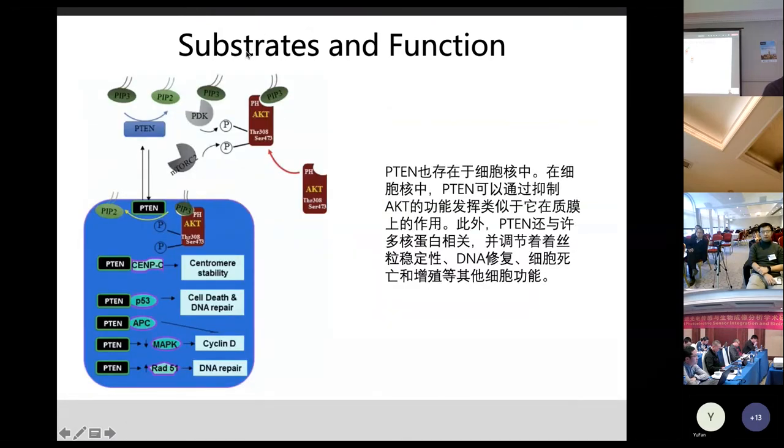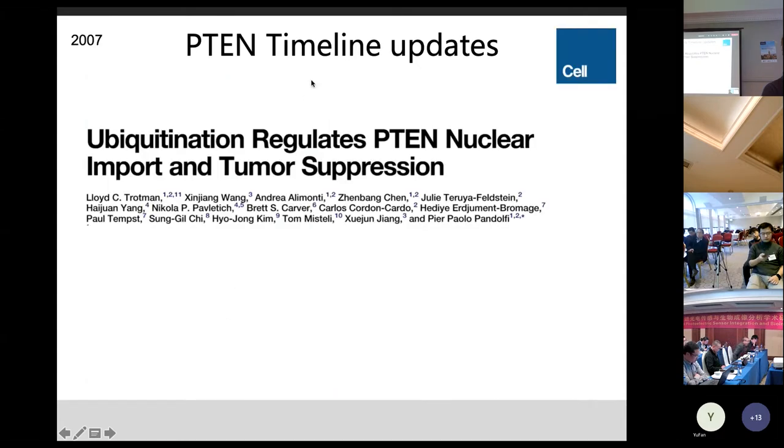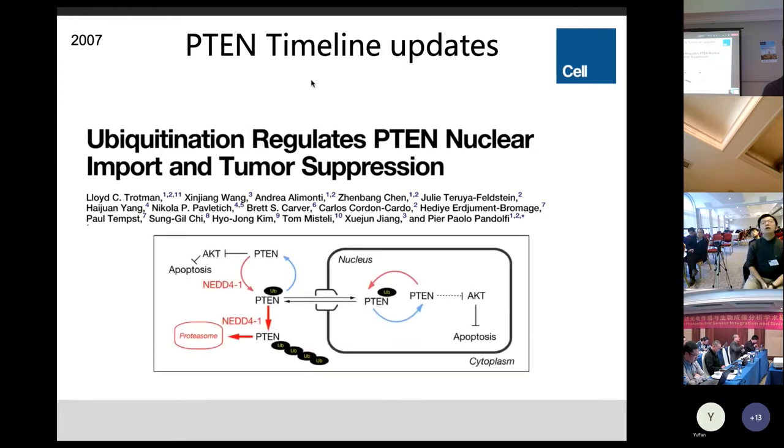And this slide shows PTEN. Once PTEN goes into the nucleus, it can interact with different substrates like P53 and APC, etc. It has many functions in chromosome stability, and can promote cell death and DNA repair. So this is the general idea about PTEN and how this PTEN is regulated. And this is what we try to understand.